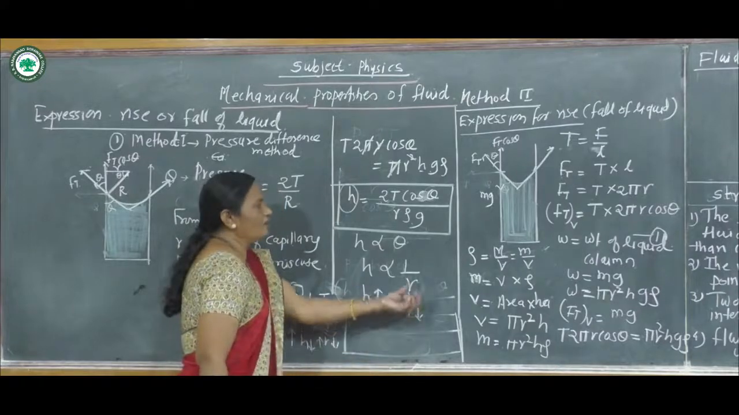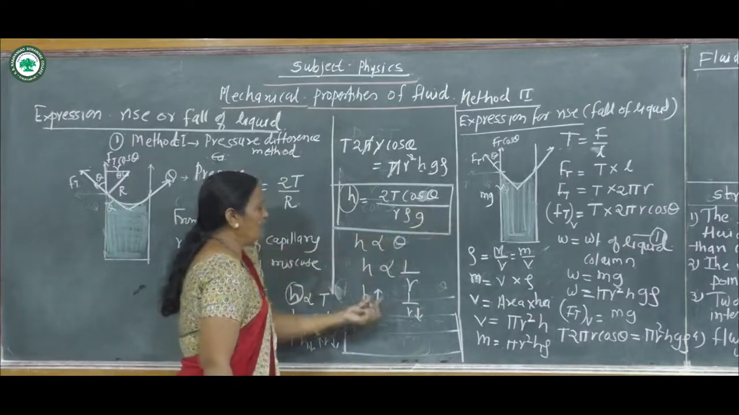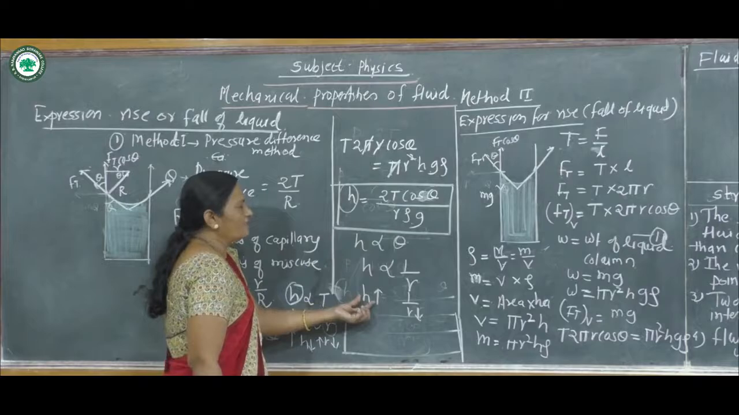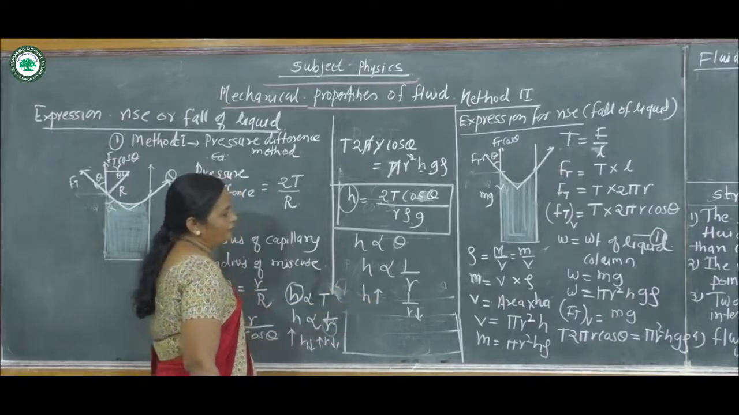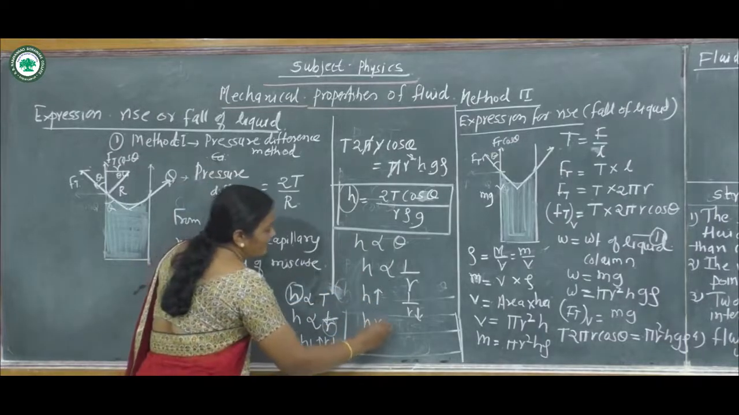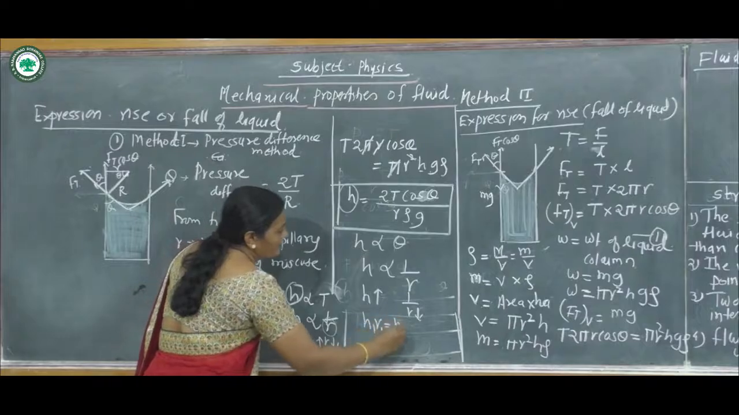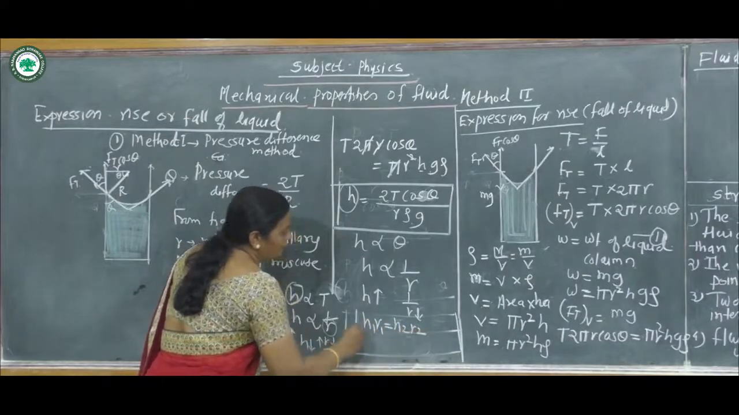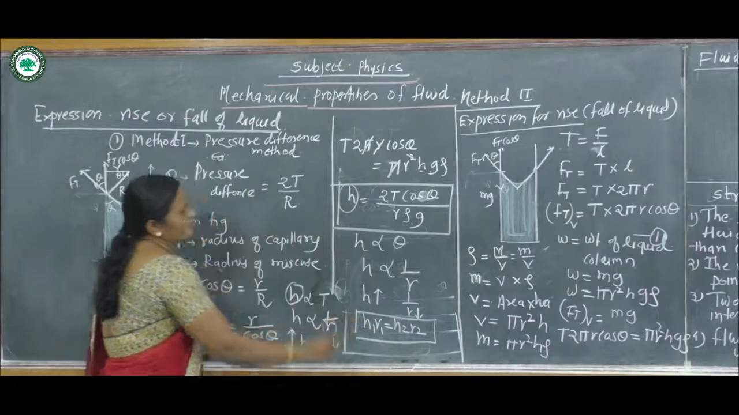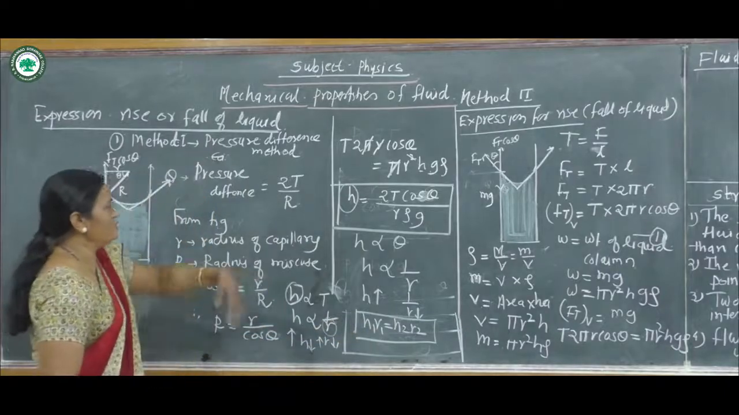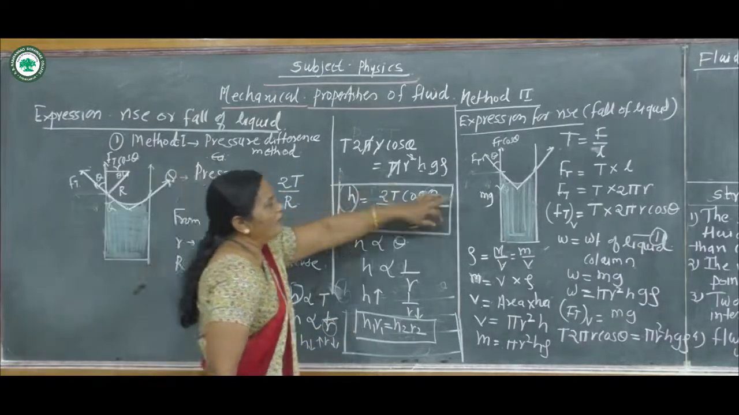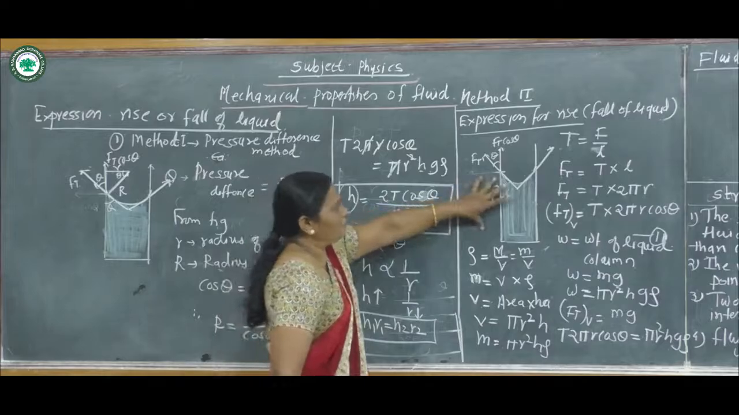That is, the narrower the capillary, the height increases, or there is a large height in the capillary tube. That is, we can say h1r1 is equal to h2r2. This is all about the surface tension and the height of a liquid column in a capillary tube.